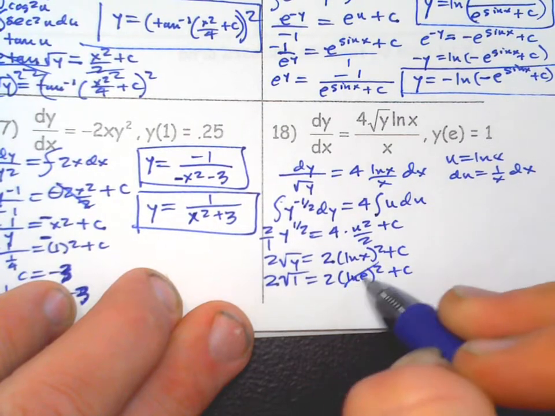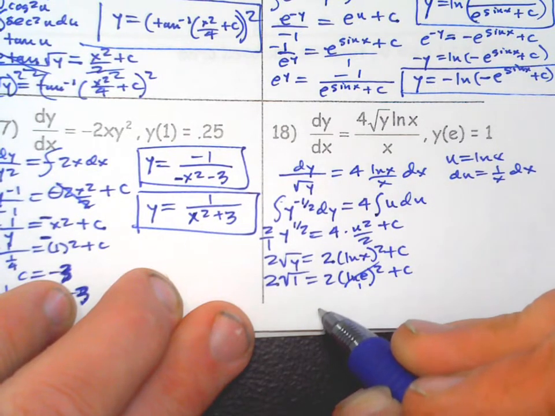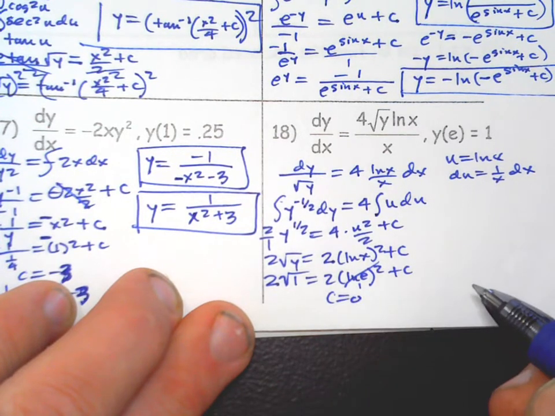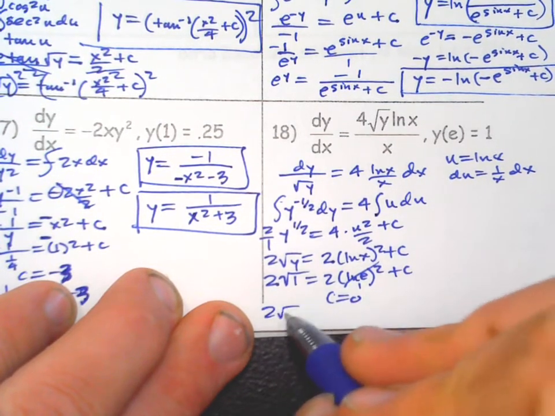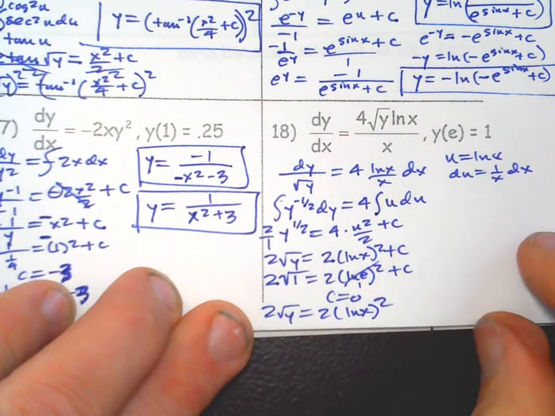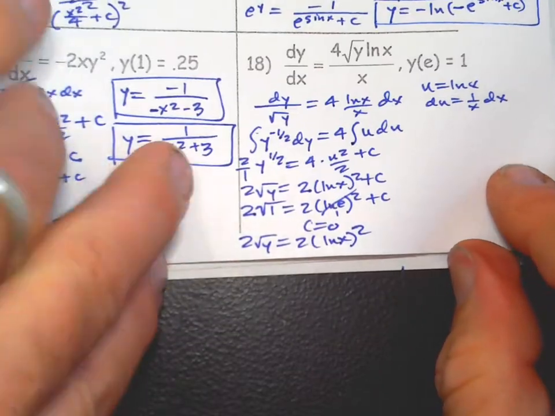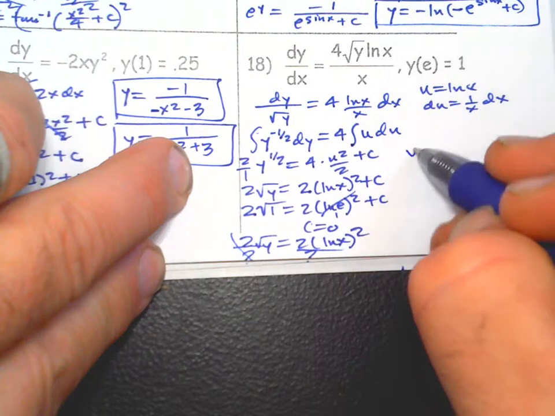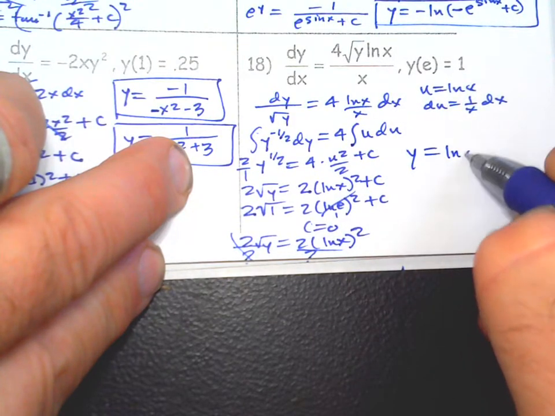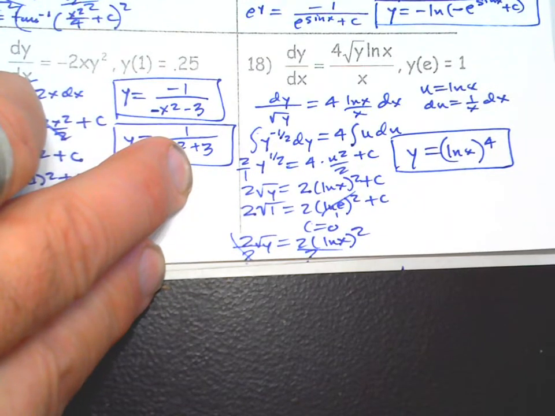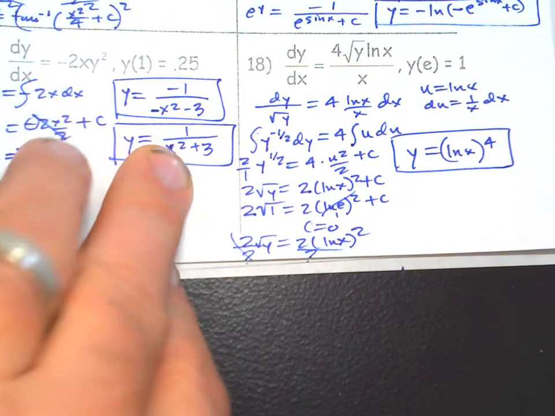Okay, natural log of e is 1. So it's going to be 2 minus 2c equals 0. And so 2 square root of y equals 2 natural log of x squared. And now we need to divide both sides by 2. And then square both sides. That's the final answer. Natural log of x to the 4th power.